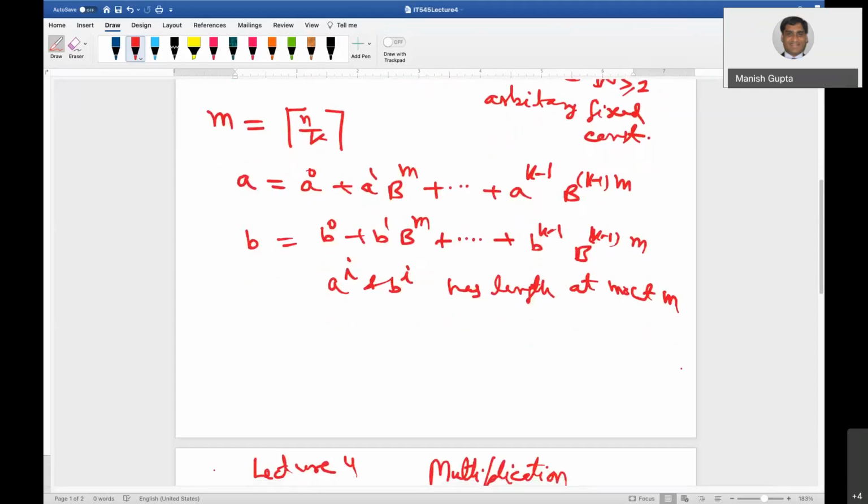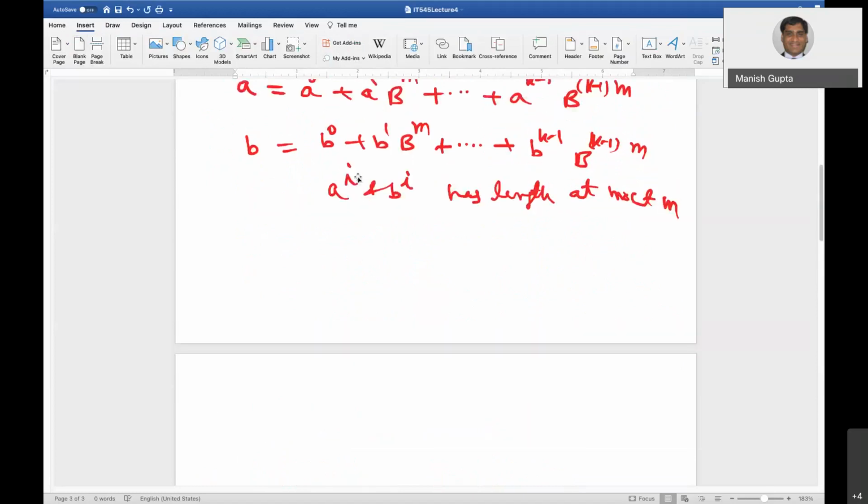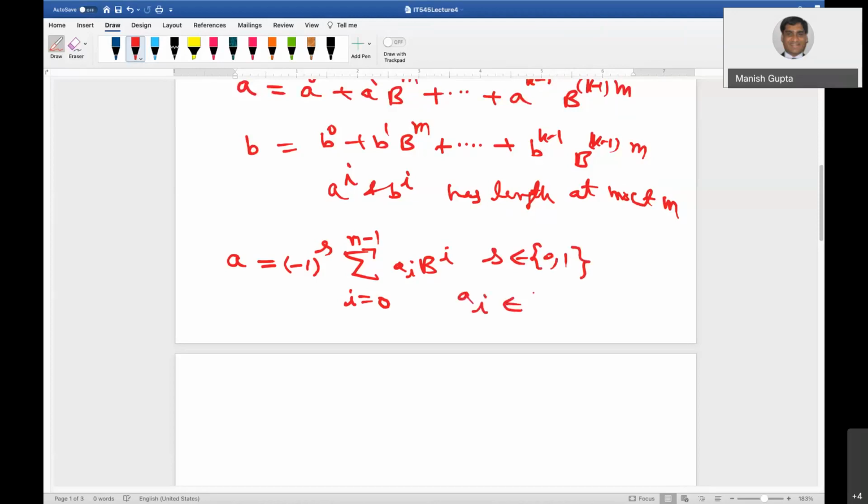One thing that I would like to mention here, as a side note, is how we write these numbers. Normally, in base B, a number can be written as the summation for i equal to 0 to n minus 1 of ai times B raised to power i, where each ai is in the range 0 to B minus 1, for every i equal to 0 to n minus 1. This is just a side note here.